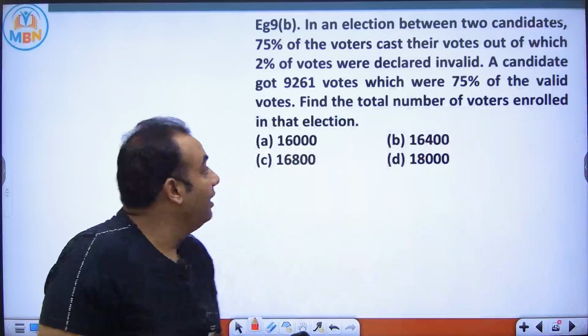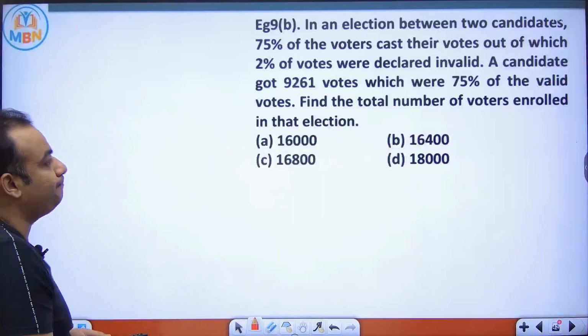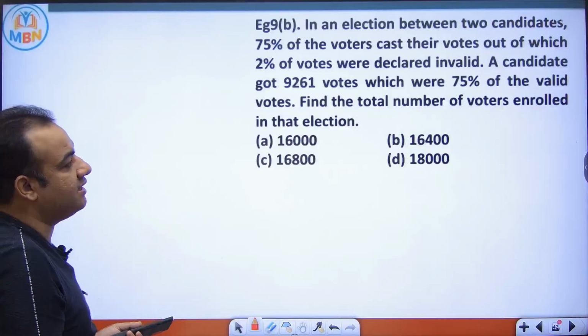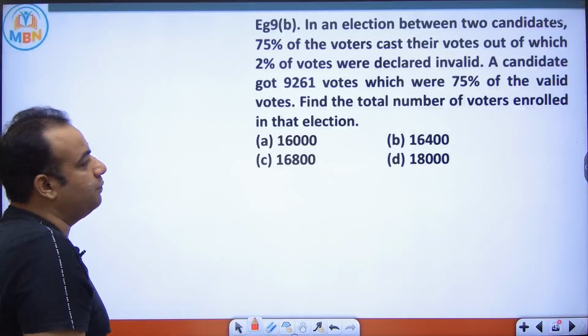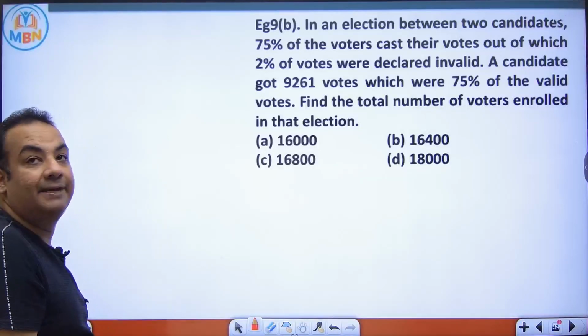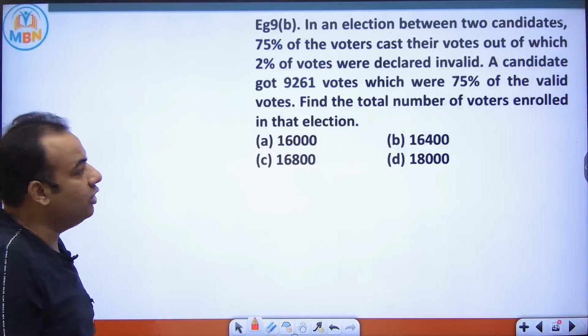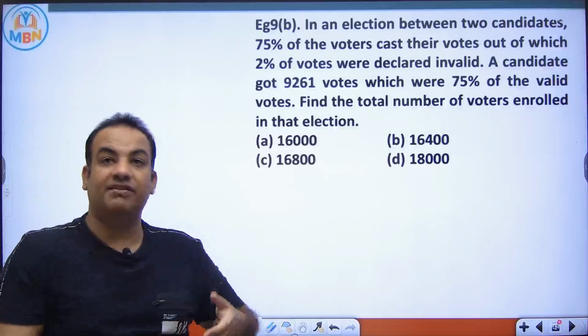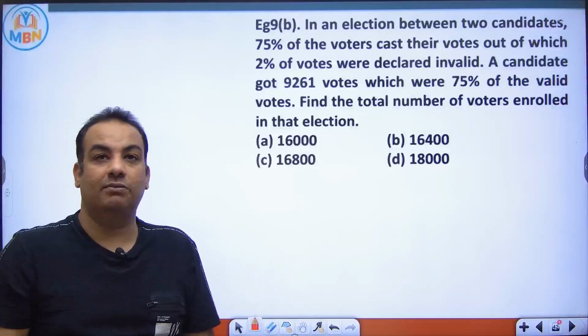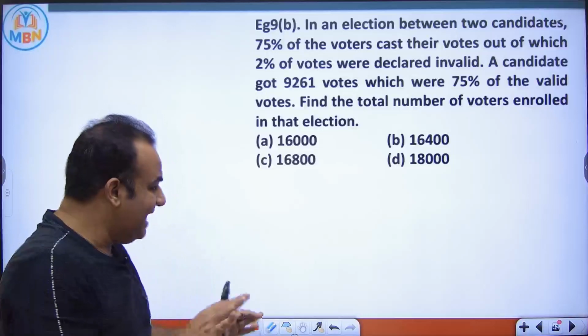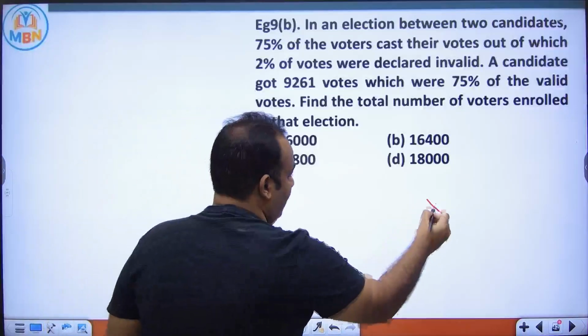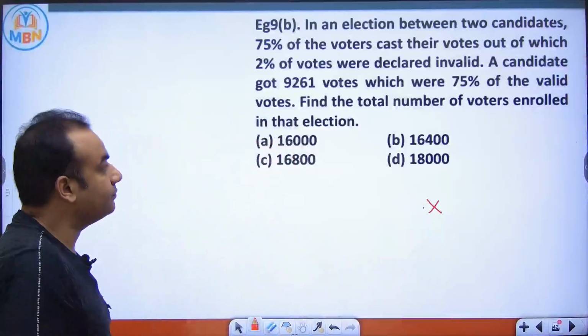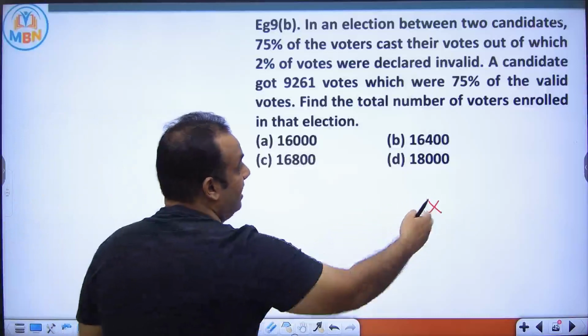Now, in an election between two candidates, 75% of the voters cast their votes, out of which 2% of the votes were declared invalid. A candidate got 9261 votes, which was 75% of the valid votes. Find the total number of voters enrolled in the election. Let the total voters be X.